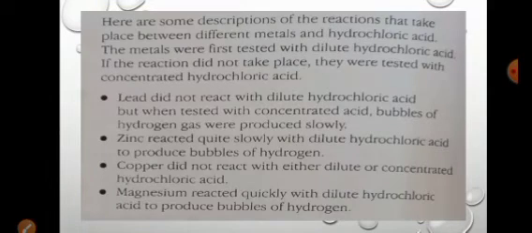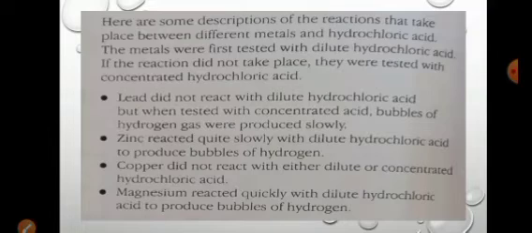Here are some descriptions of the reactions that take place between different metals and hydrochloric acid. The metals were first tested with dilute hydrochloric acid. If the reaction did not take place, they were tested with concentrated hydrochloric acid. So they tried a dilute acid at first. If the metal did not react, then a stronger, concentrated acid is used. Lead did not react with dilute hydrochloric acid, but when tested with concentrated acid, bubbles of hydrogen gas were produced slowly. Zinc reacted quite slowly with dilute hydrochloric acid to produce bubbles of hydrogen.